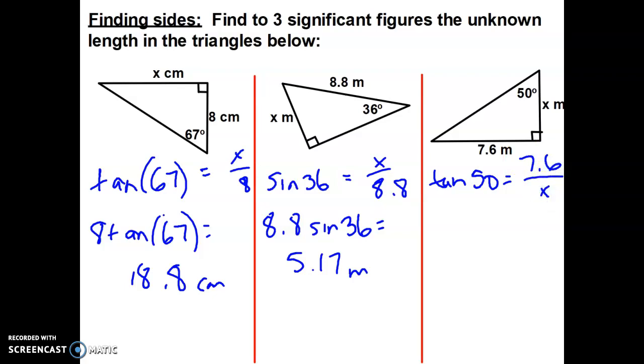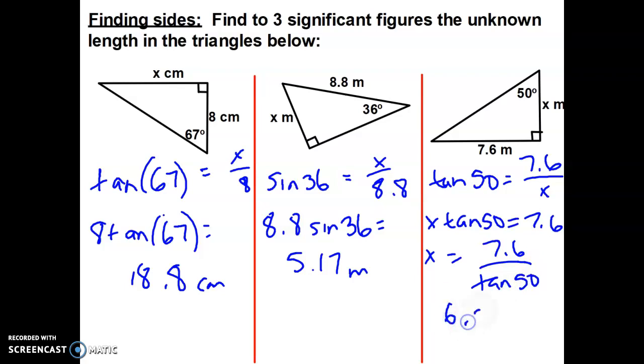This time I have x in the denominator. So I'm going to multiply by x on both sides. Always multiply by the number in the denominator to clear the fraction. And then I'm going to have to divide by tangent of 50. All right, let's type that in the calculator. Rounding this one to 3 sig figs, I get 6.38, and the units on that are meters.